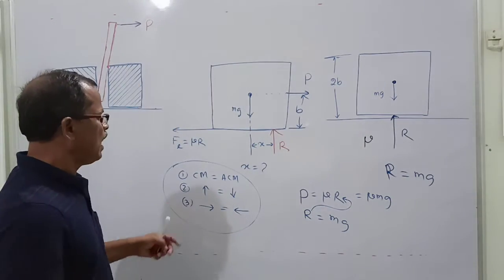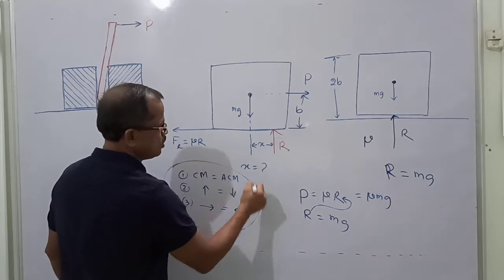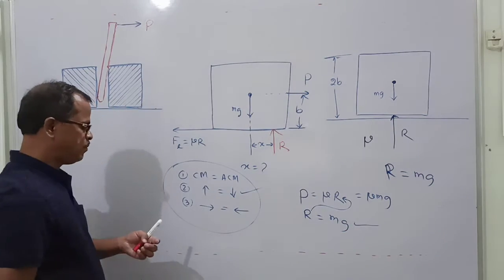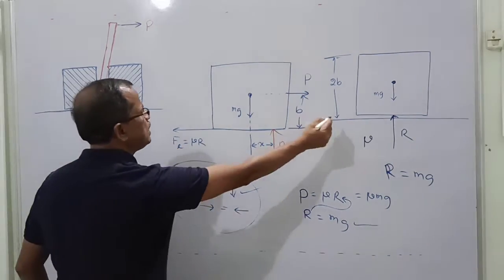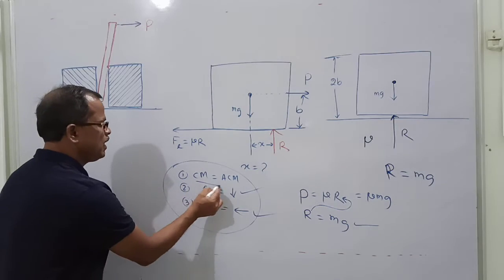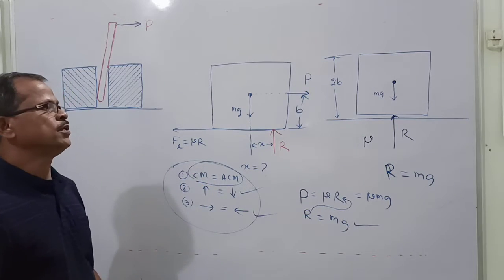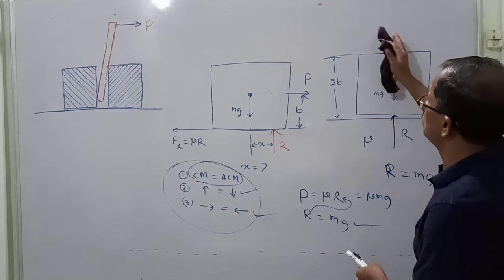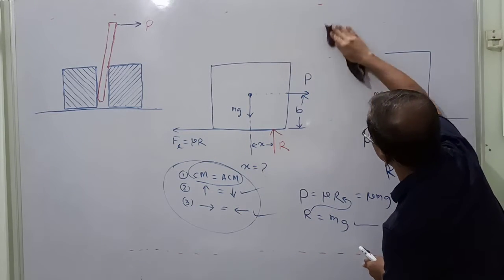Since I have applied upward force is equal to downward force, this equation I have applied. Upward is downward, this I have already applied. Left hand side is right hand side, this already I have applied. But I have not applied clockwise moment is equal to anti-clockwise moment. So when the clockwise moment will be equal to anti-clockwise moment, then the problem will be complete. So this part I am removing.